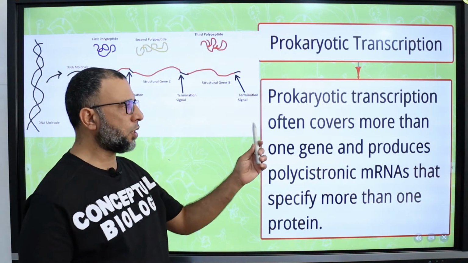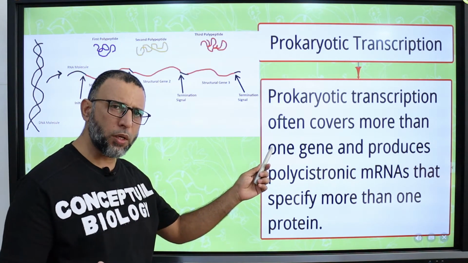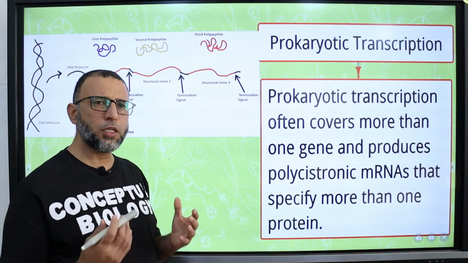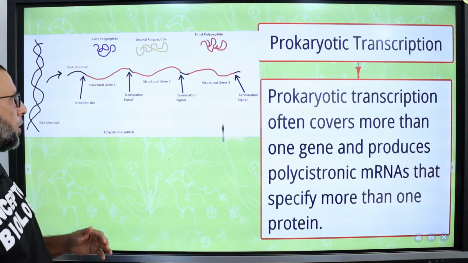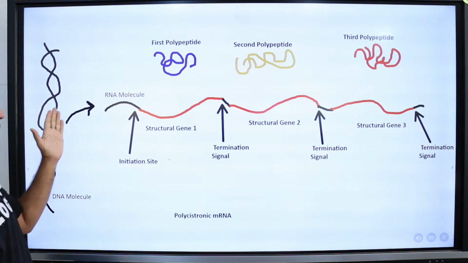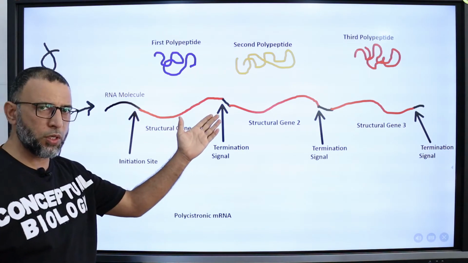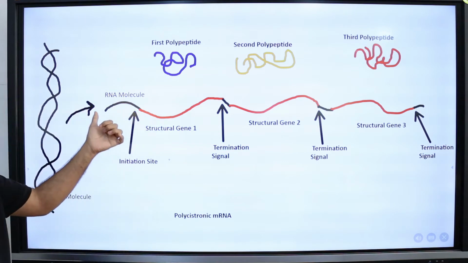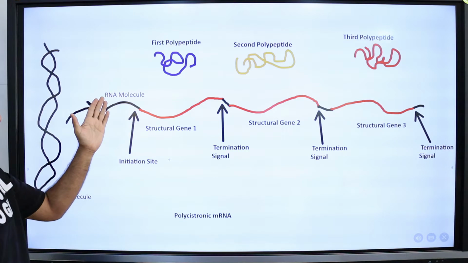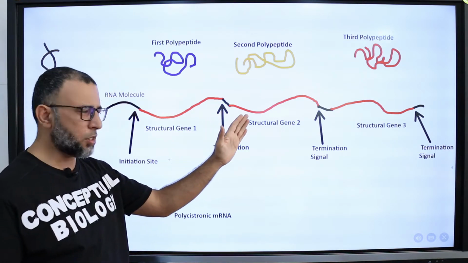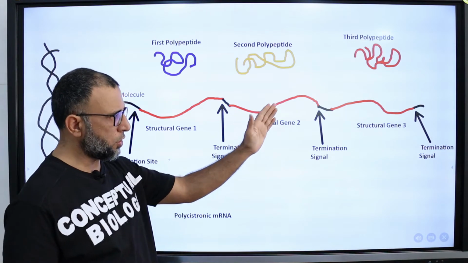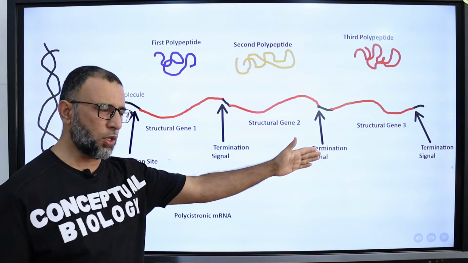Prokaryotic transcription often covers more than one gene and produces polycistronic mRNA that specifies more than one protein. Suppose this is the DNA molecule, and from this DNA molecule an mRNA molecule is synthesized. That process is called transcription. In this mRNA molecule in prokaryotes, more than one gene is transcribed. As we can see, here is structural gene 1, structural gene 2 and structural gene 3.